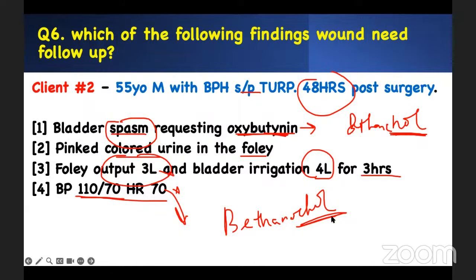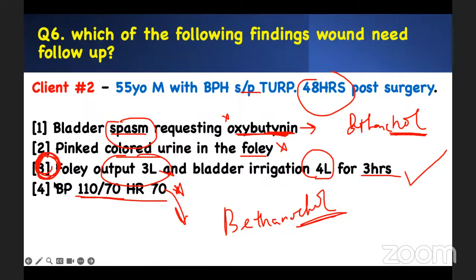It's a little bit confusing. If he has this name at the end, butynin is an anticholinergic, so it will slow down the contraction. Patient is talking about spasm, we give him something to slow down the contraction, that is good. You're supposed to see a pink urine in the Foley, that is good. This patient is not in sepsis. Like I explained to you, if your output is less than whatever you're putting in, there's a blockage. Therefore, this is your priority. Number 3 needs intervention. This is the one that needs intervention.